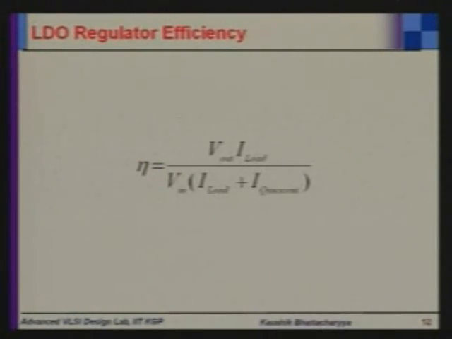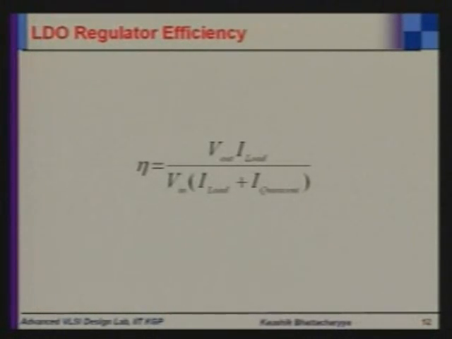Next one is the regulator efficiency. Regulator efficiency corresponds to the three following terms. One is the output voltage multiplied by the load current, how much current is drawn by the load resistor or load current sink. Then V in is the input voltage, that is the supply voltage, times I load plus I quiescent. To bias the entire circuit, suppose the error amplifier and all these, I think you must have done in Cadence simulation, some bias current is required, 60 microampere or 30 microampere in CMOS 9. So, that is called quiescent current.